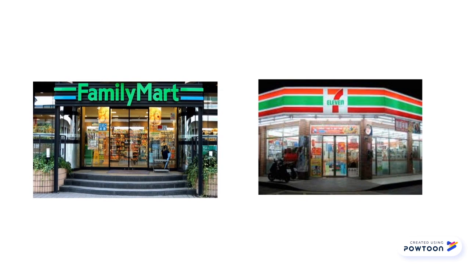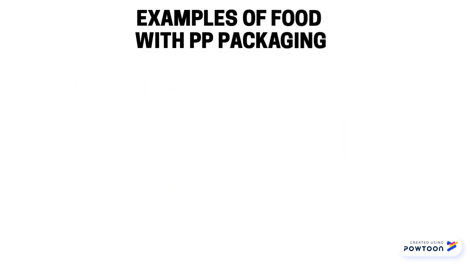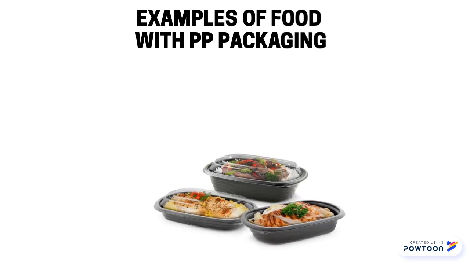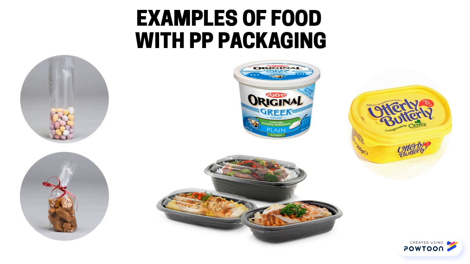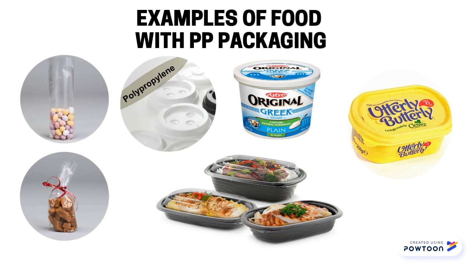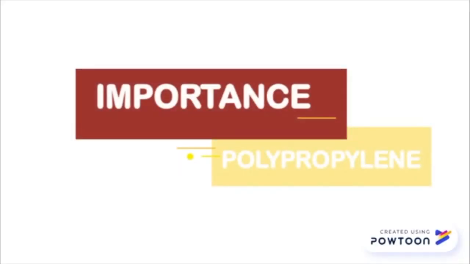You might be wondering what are some examples of food with PP packaging. Foods that are prepacked in microwavable containers are one example of PP packaging. Yogurt tubs, margarine tubs, film bags containing confectionery, and coffee cup lids are examples of food with PP packaging. Polypropylene has been widely used as a food packaging material.